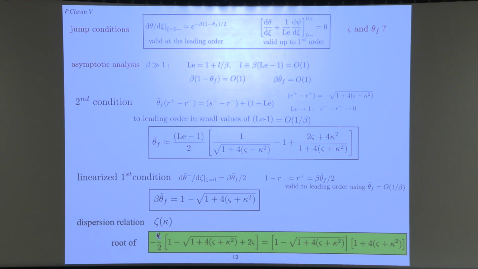So you have to solve this equation. That is an algebraic equation, so it's not a big problem now. Okay, and now you understand why we use this asymptotic limit of beta of Lewis minus 1 of order 1 over beta.